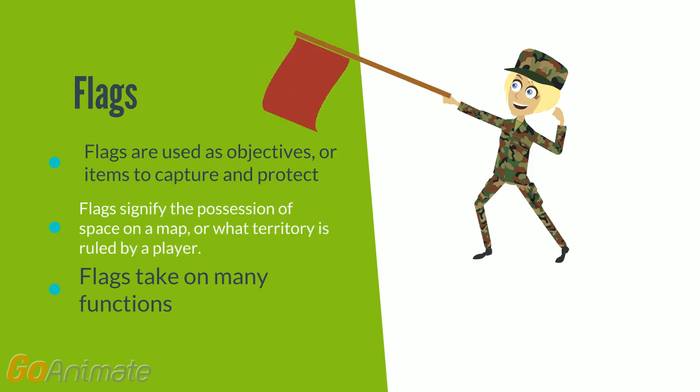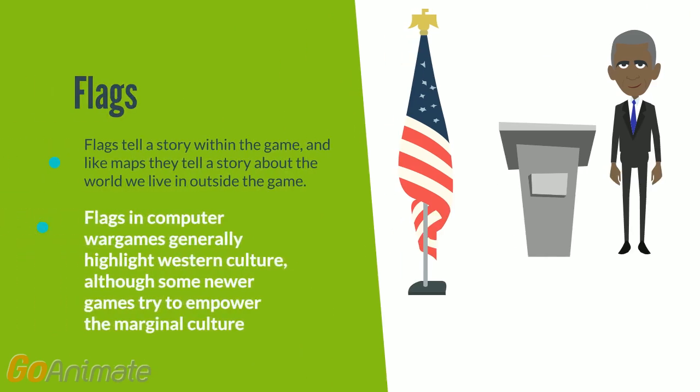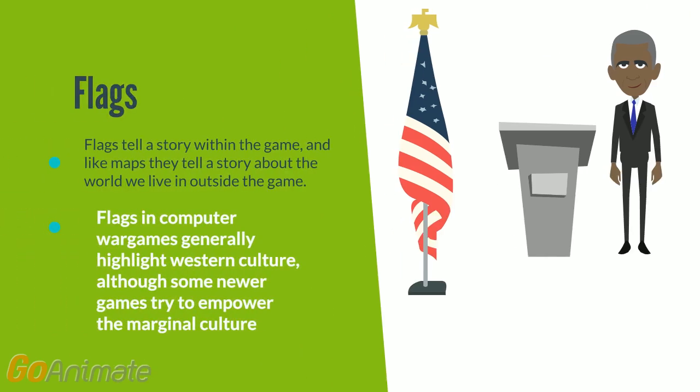Flags are used as objectives to capture or defend. This gives participants a purpose for play. Flags can show ownership of terrain or how much of a map is ruled space. Flags are like maps in that they tell a story inside the game and for the outside world at the same time. Most computer games use flags to tell a story of the Western world.